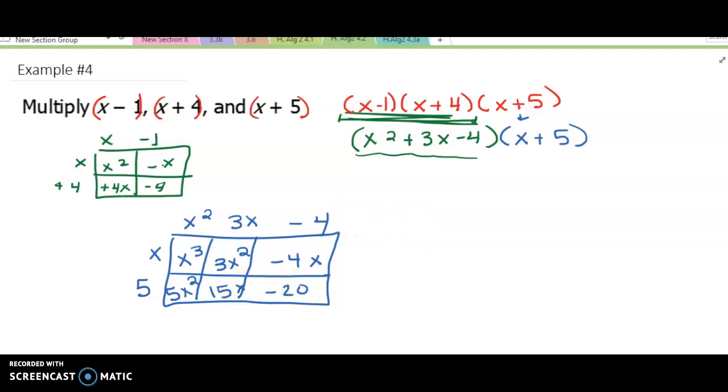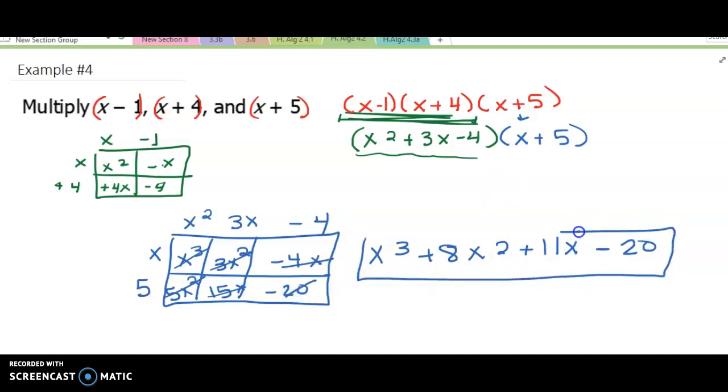And then if I add them all up, I have an x cubed. I have a 3x squared and a positive 5x squared, so that'd be plus 8x squared. A 15x minus 4x, so a plus 11x, and then a minus 20. Crossed all of them out, so this is my final answer.